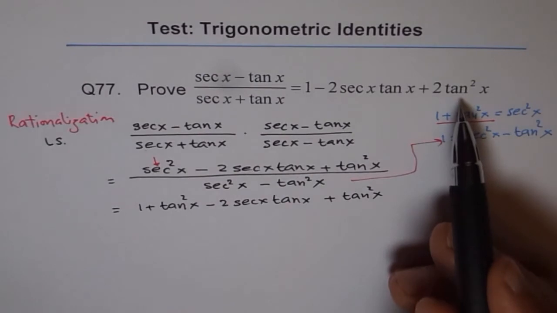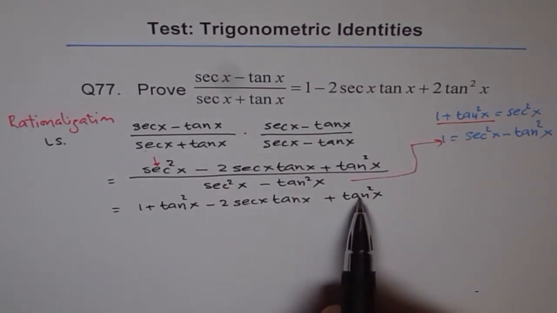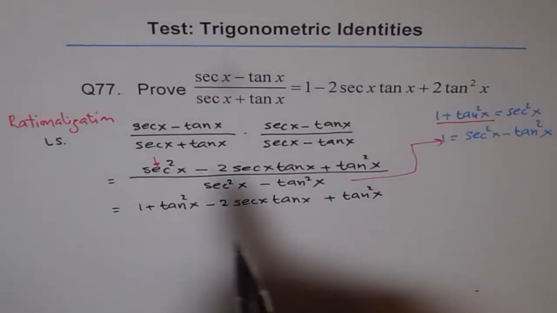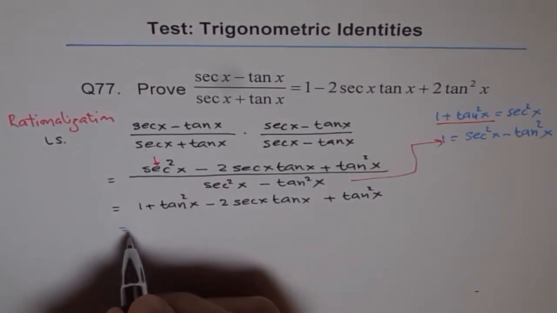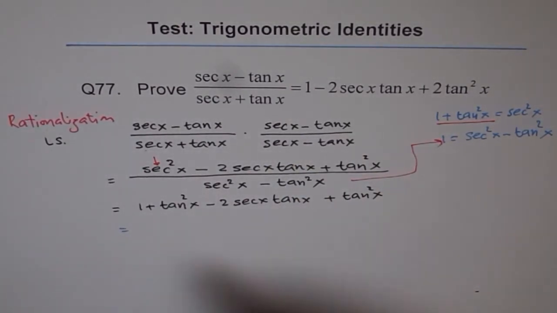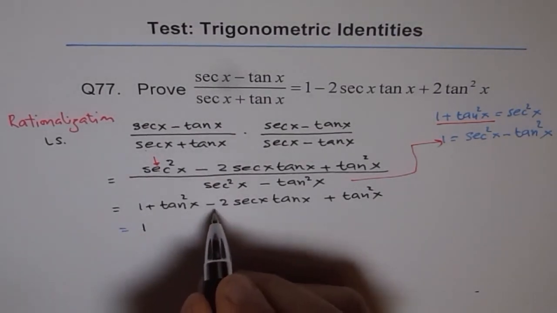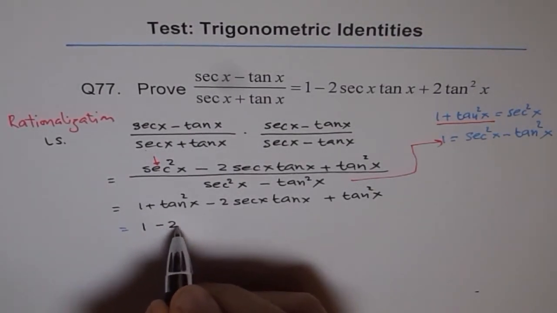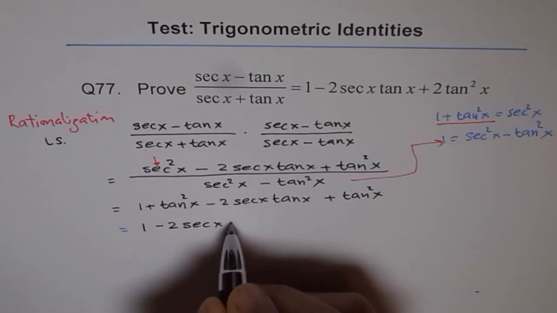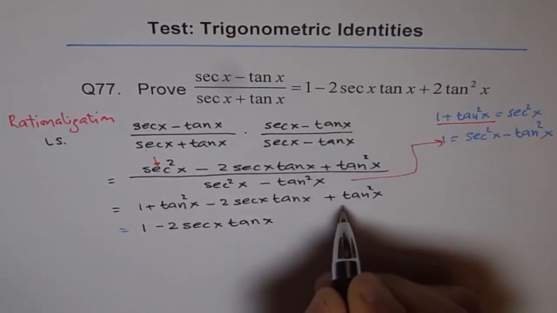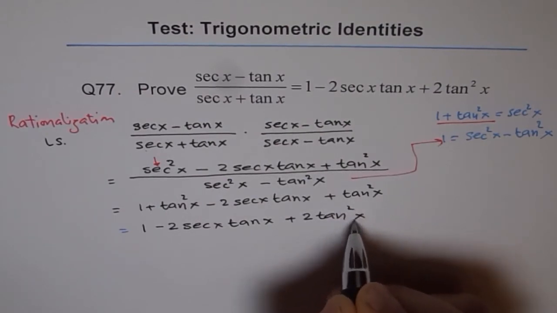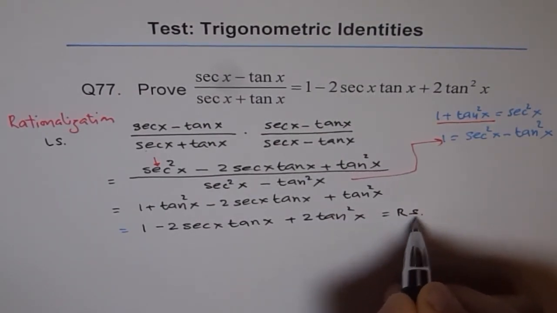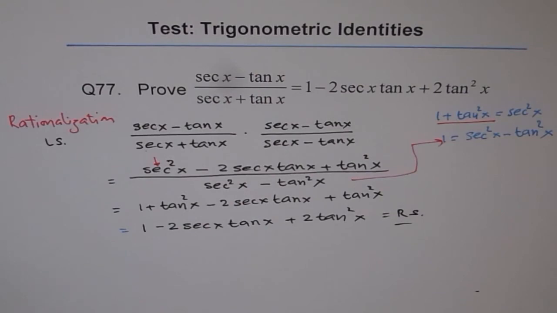So I'm coming closer to this. Tan square x plus tan square x is 2 tan square x. I already have 1 and minus 2 secant x tan x. So this becomes 1 minus 2 secant x tan x plus 2 tan square x, which is the right side. Okay, so my identity is proved. Thank you.